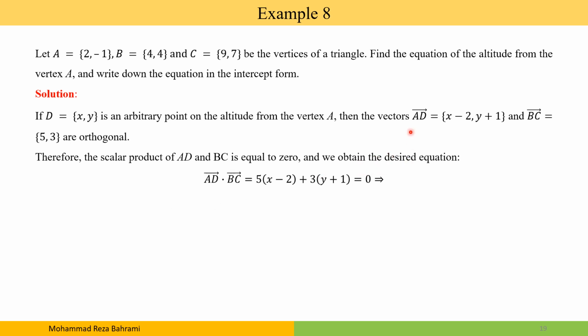So let's write the scalar product of the two vectors, AD dot BC. So it leads to this one equal to 0 because they are perpendicular to each other. From here we can write the equation of the line, but we want it in the intercept form. So we can just do some mathematical operations here and we can find the intercept form of the line.